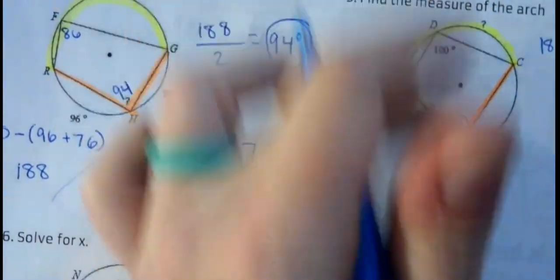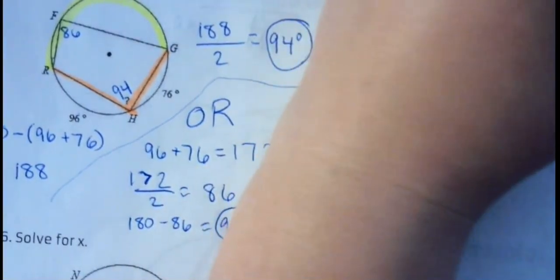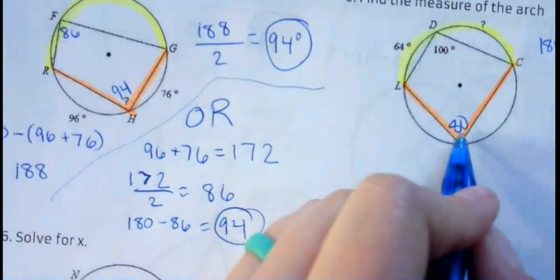How did I know that? Because they're going to be supplementary if they are opposite angles and they're inscribed quadrilaterals. 180 minus 100 is 80. Great. Then we have 80.